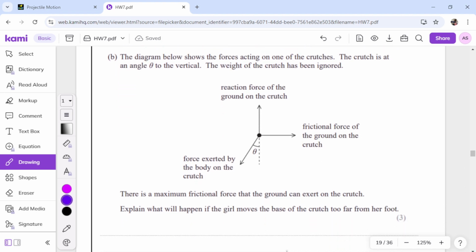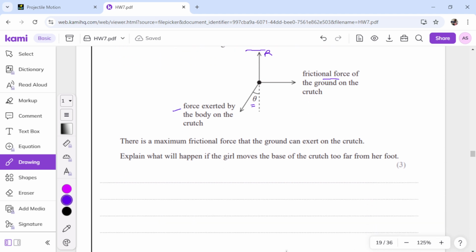The diagram below shows the forces acting on one of the crutches. The crutch is at an angle theta to the vertical. The weight of the crutch has been ignored. We have the reaction force from the ground, and we have the frictional force of the ground on the crutch, and we have the force exerted by the body on the crutch. Now there is a maximum frictional force that the ground can exert on the crutch. Explain what will happen if the girl moves the base of the crutch too far from her foot.